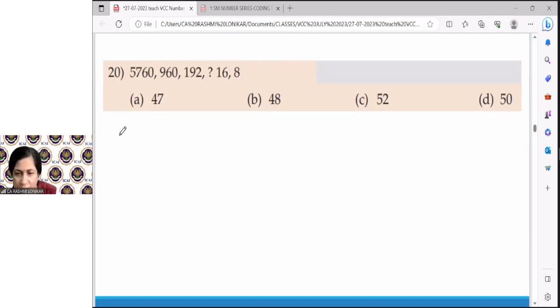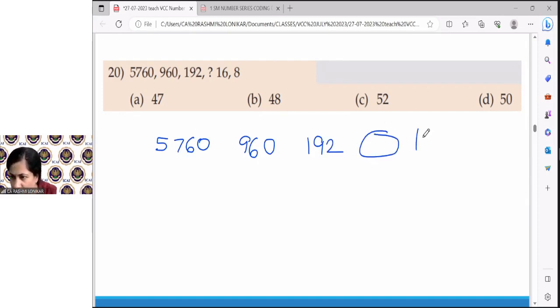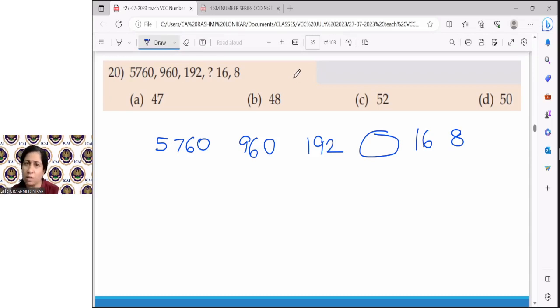Now 5760, 960, 192, question mark, 16 and 8. Can you see there is a very big drop from 5760 to 8? So if it is a rise, we say there is a multiplication. When there is a drop, we will talk about division.